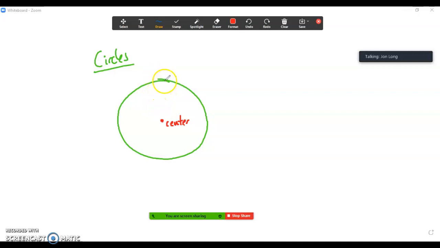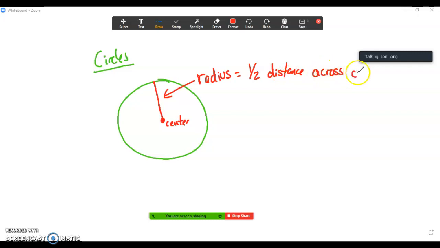And then you have a segment that connects from the center to any point on the circle. Write down real quick if you know what that's called. That is called the radius. So what is radius actually? Radius is half the distance across your circle.